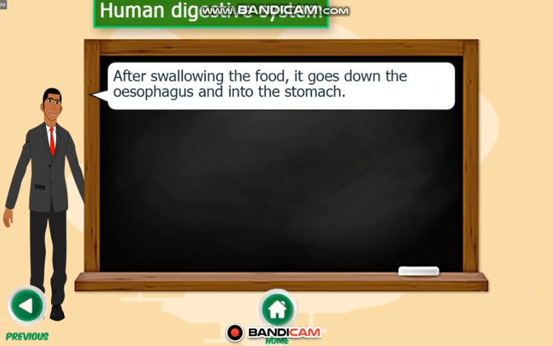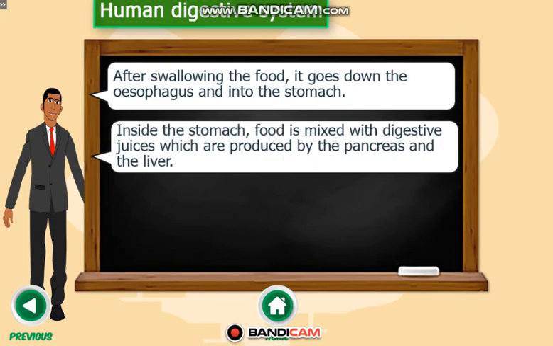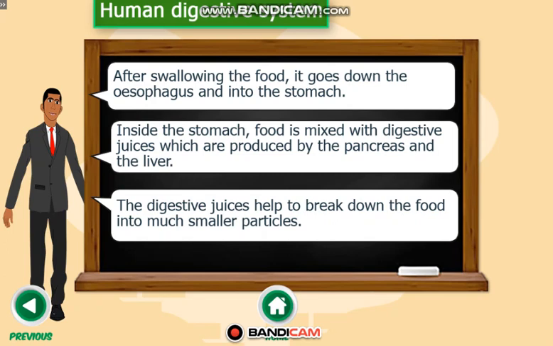After swallowing the food, it goes down the esophagus and into the stomach. Inside the stomach, food is mixed with digestive juices which are produced by the pancreas and the liver. The digestive juices help to break down the food into much smaller particles.